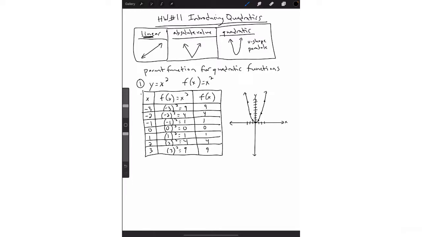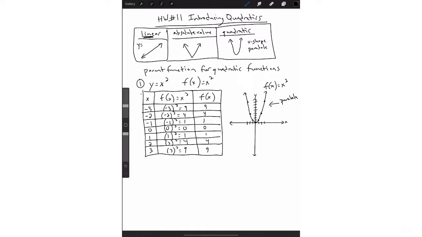All right, and this is the graph of f of x is equal to x squared. And once again, this shape right here is called a parabola. Okay, not a parabola, parabola. And that's number 1.